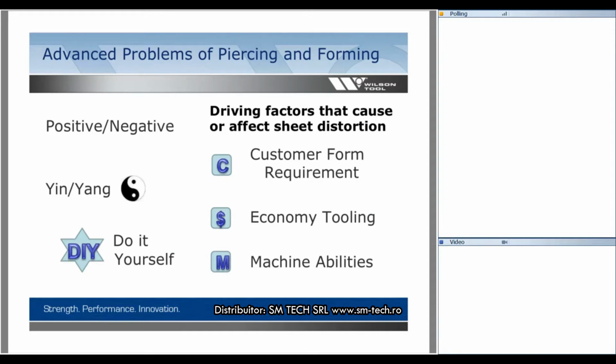Machine abilities. Machines are coming with a lot of neat abilities today, and we don't always use those abilities because the tooling might cost more, but those features are being put into the machine for very good reason. And then along the way, I'll point out a little DIY, tricks you can do to your tooling on the fly to help decrease that distortion.